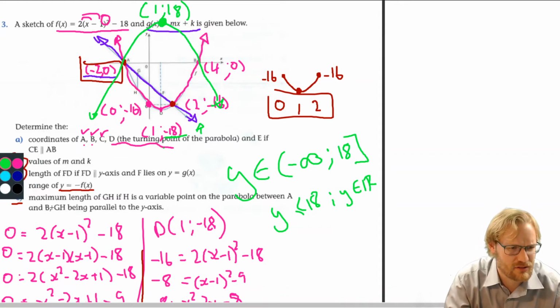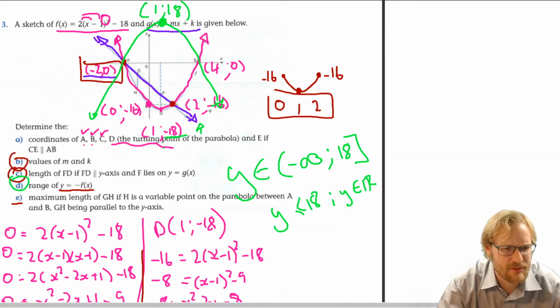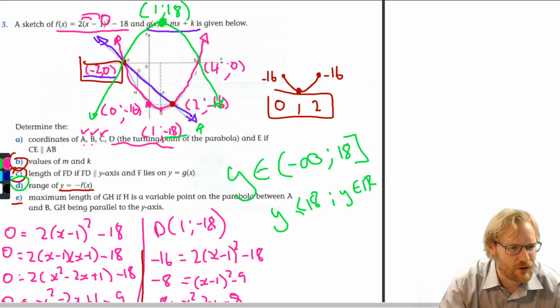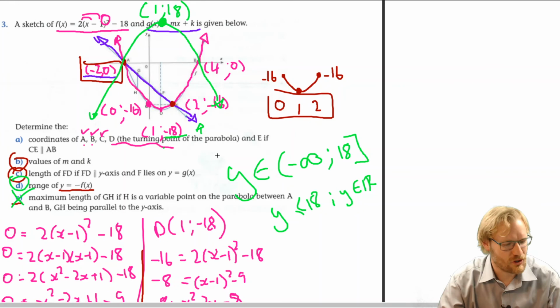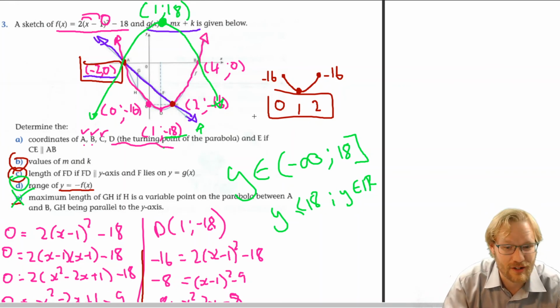Okay, so our last question. The maximum length of GH, where's G anywhere? Here, GH, if H is a variable point in the parabola between A and B, GH being parallel to the y-axis. Okay, I have it on good authority from Dr. Sampson that we don't have to do that type of question. It doesn't just relate to the turning point like our previous one in question 2. So we're not going to do it. Do not worry about it. There we go.